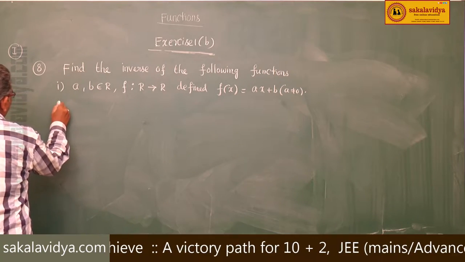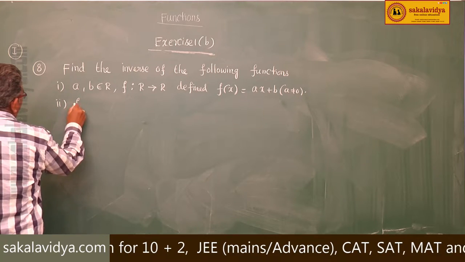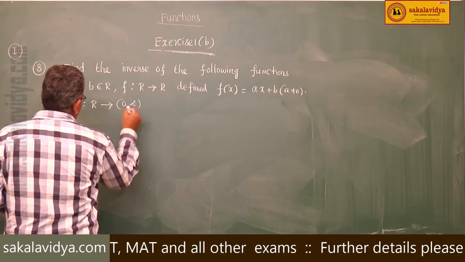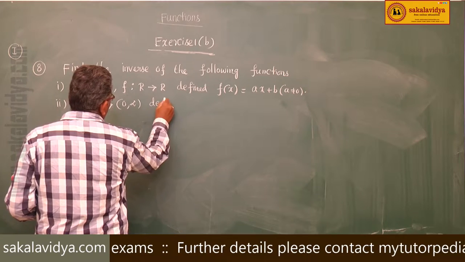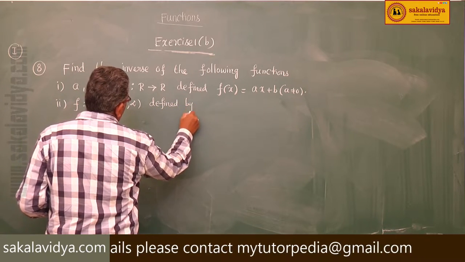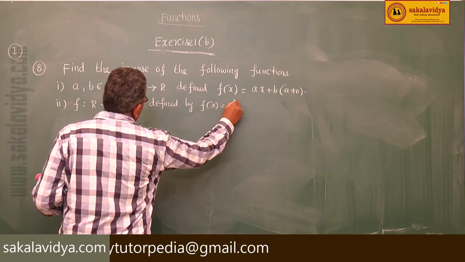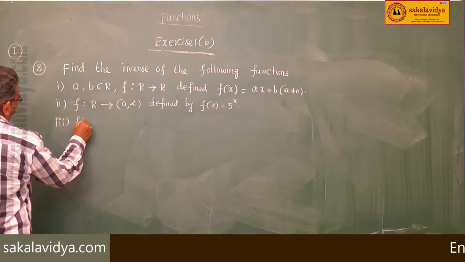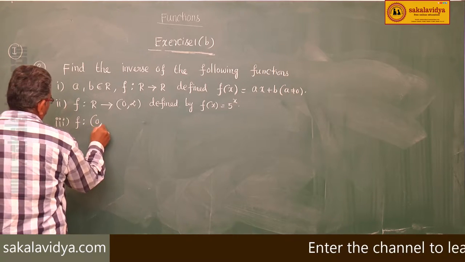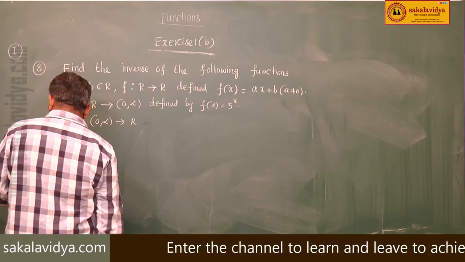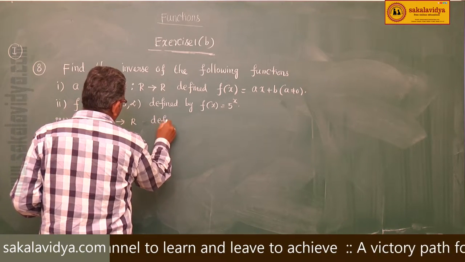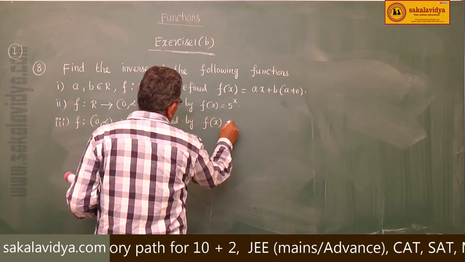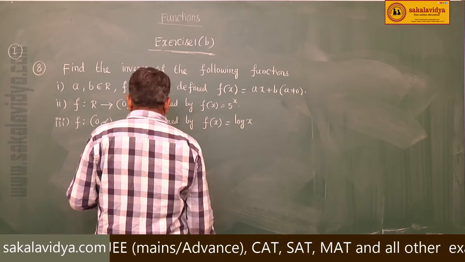Second one, f maps R to 0 to infinity, defined by f of x is equal to 5 power x. Third problem, f maps 0 to infinity to R, real number, defined by f of x is equal to log x to the base 2.